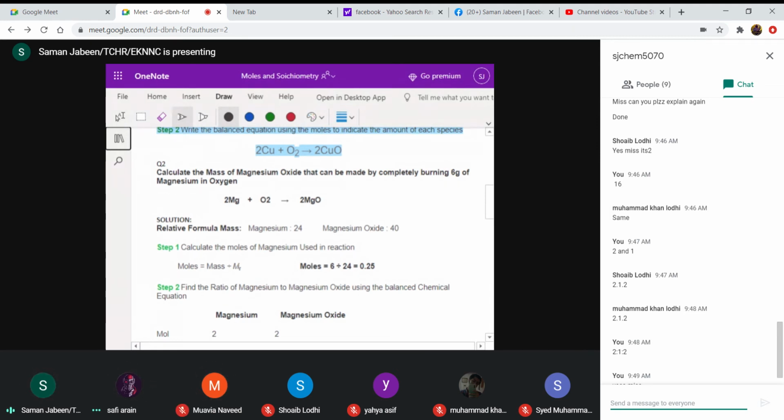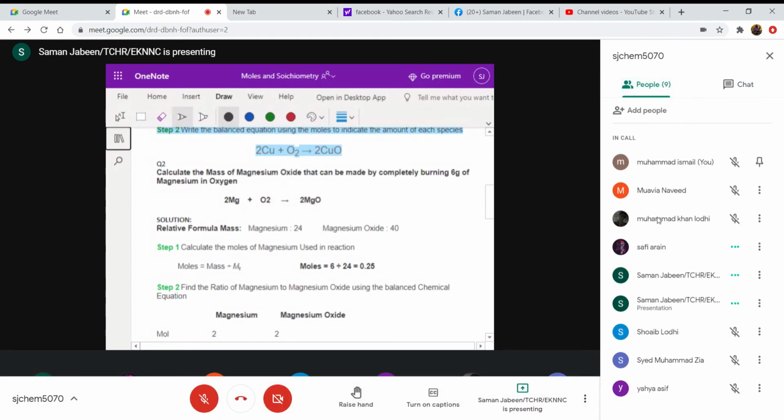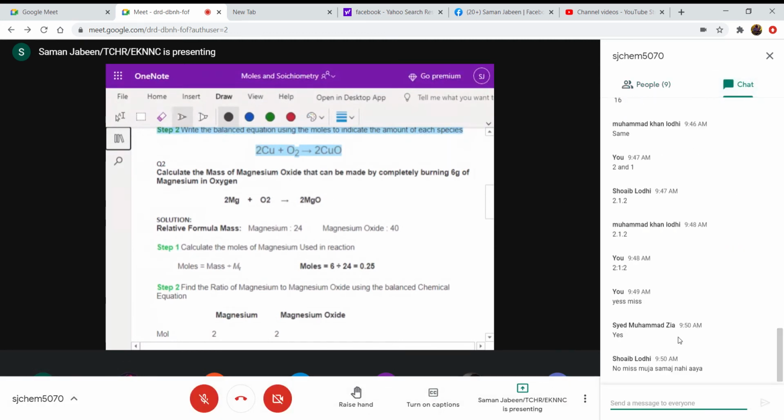Shoaib, Hassan Kazim, I think, left. Who is this Sayyid Mohammad Zia? Sam Zia. How did Saham come into my class? Saham, are you there in my class?